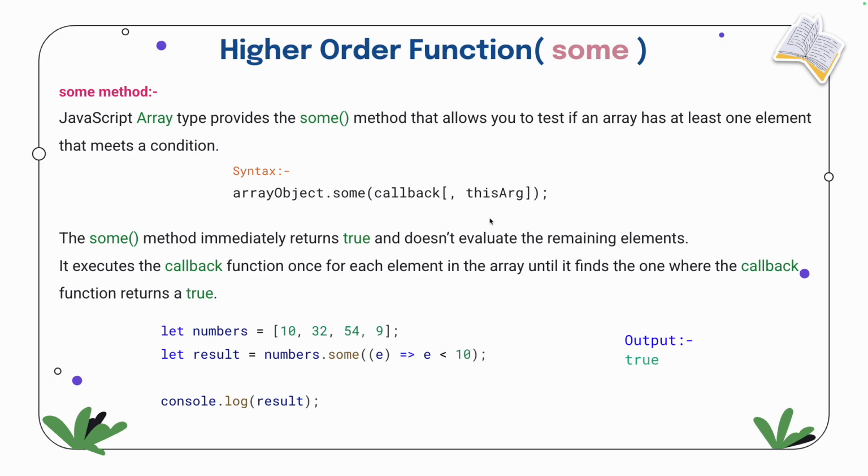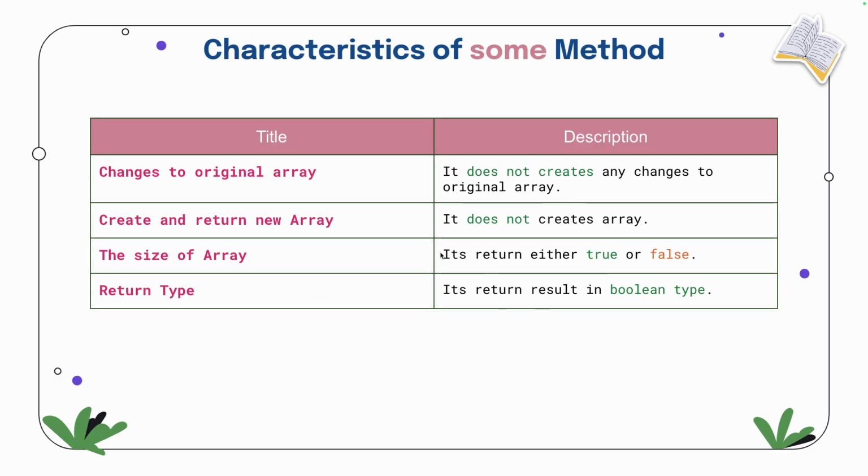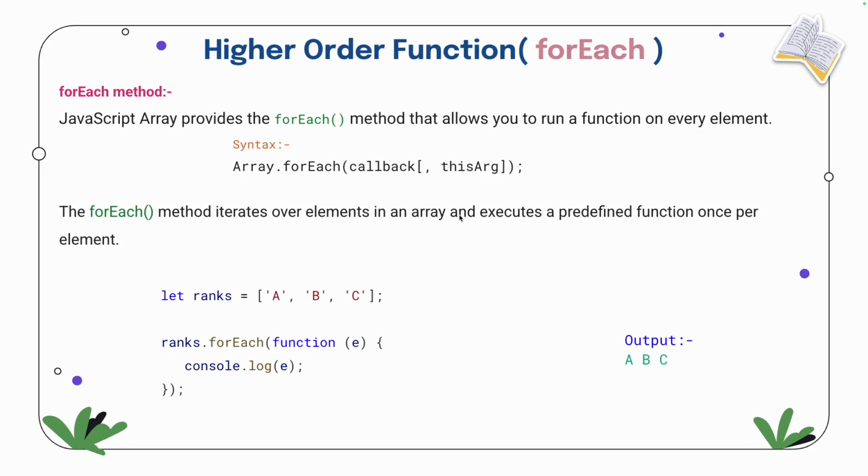So with some, we are trying to see if some of the elements will match, then we can get that, right? Another thing: some will also return true or false, so there are no changes in the original array and no new array is returned. Okay, that is one thing.